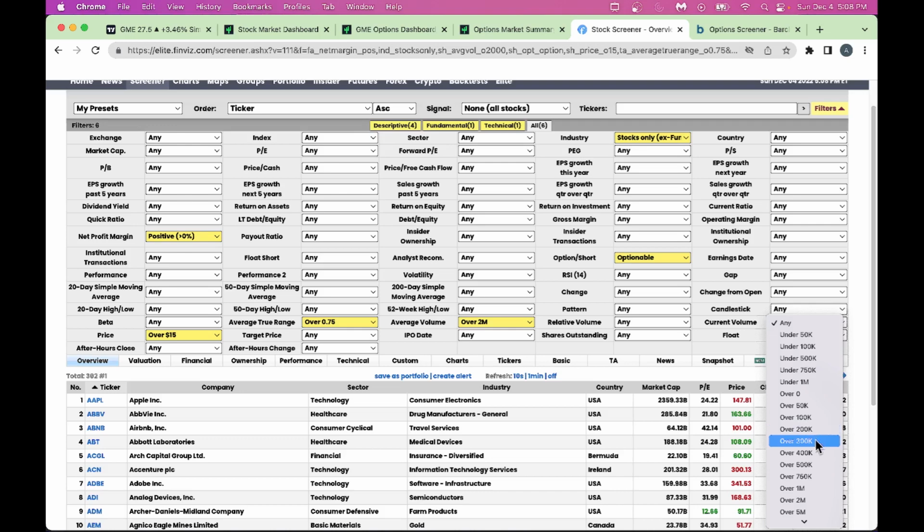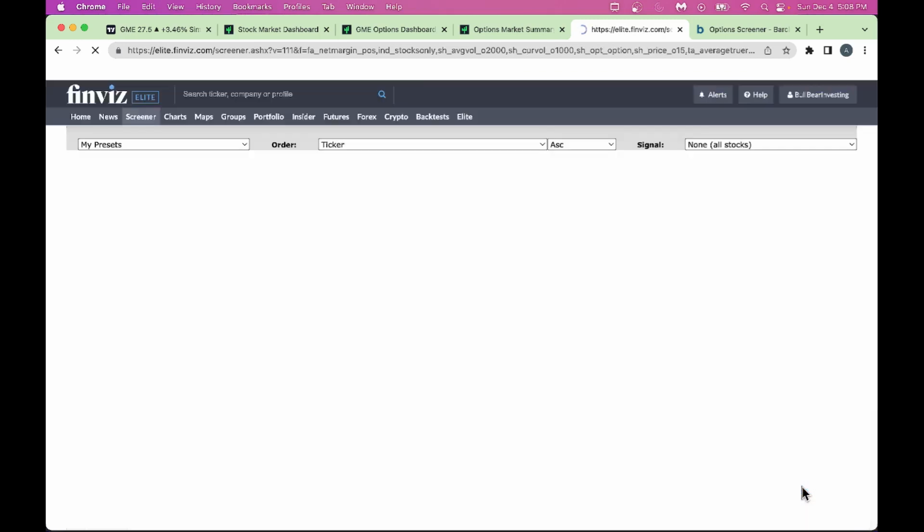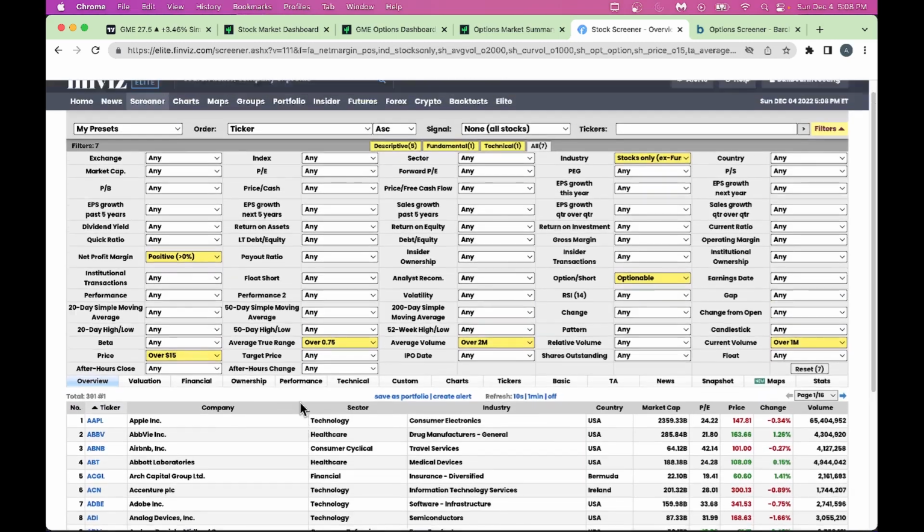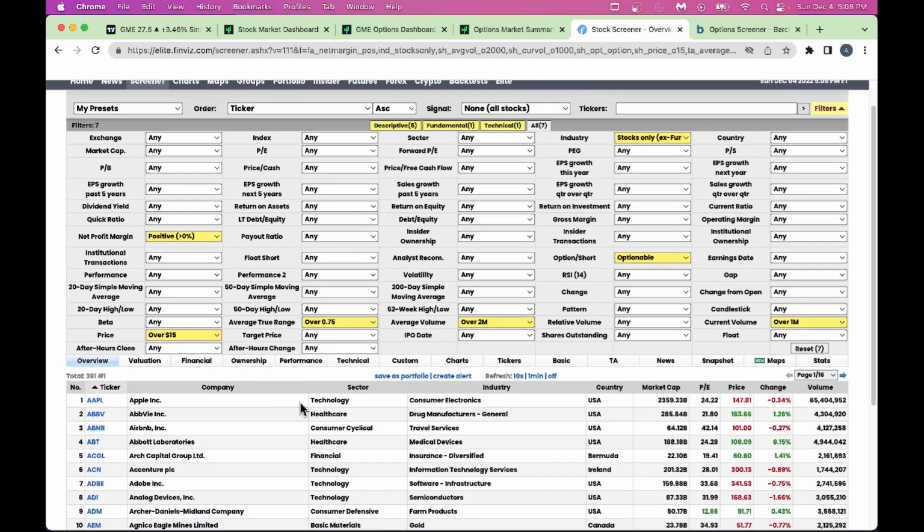You could say over 500k or even over 300k. If you're doing it after the market close like we're doing right now, you could say over 1 million. So now look, we are looking at just 301 stocks, as you can see here. Next are a few important things that you could look at.